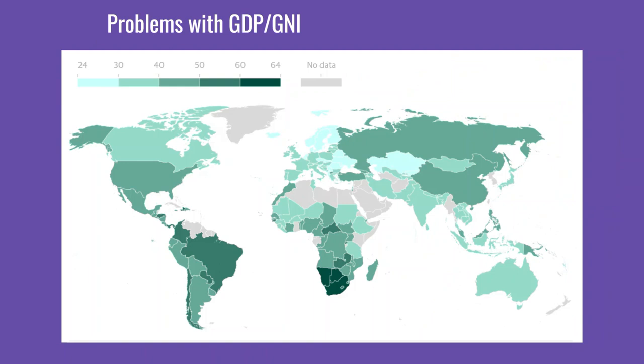So, now let's go over the problems with GDP and GNI and try and guess what these maps represent here. This first map is showing income inequality, and this is measured by the Gini coefficient, which is just the measure of income inequality, and it shows that the wealth isn't necessarily evenly distributed among every person in a country. And some countries, like the Scandinavian countries, have more equal wealth distribution than others, like those in Southern Africa.